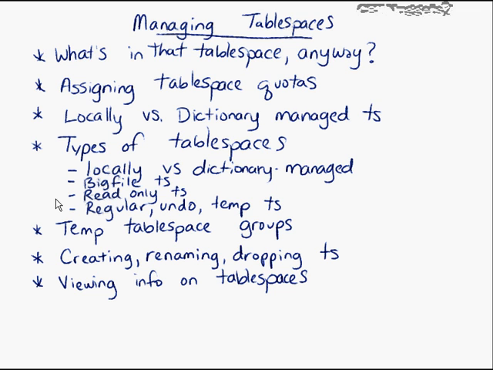You can also make your table spaces read-only, and then we'll cover the differences between regular, undo, and temporary table spaces, and I'll show you examples of all of these. Also new to 10G, we have what we call temporary table space groups. That's going to be really useful if you've got users who have really intensive sorting operations, and you want to give them a lot of power to sort their information on disk in case there's not enough memory.